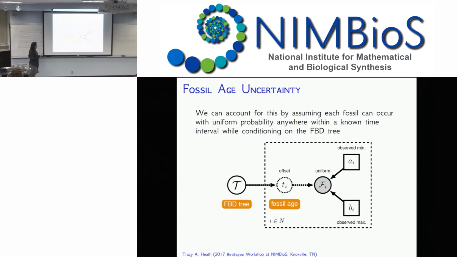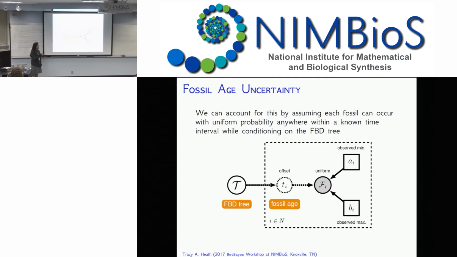Here we have our FBD tree, and if you remember the FBD model, there's all the other extra stuff. Coming off that, we can create a deterministic node that represents the age of that fossil tip, or fossil sampled ancestor. We also assume this other component that represents the median of that interval. Then we can compute the likelihood of this interval given that we have this tip and the observed minimum and maximum.